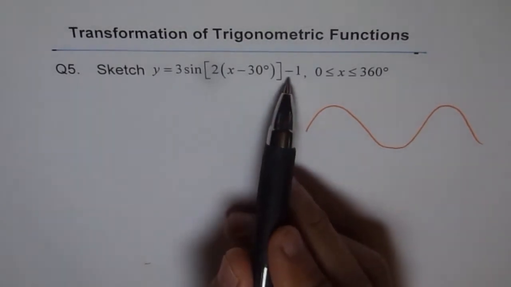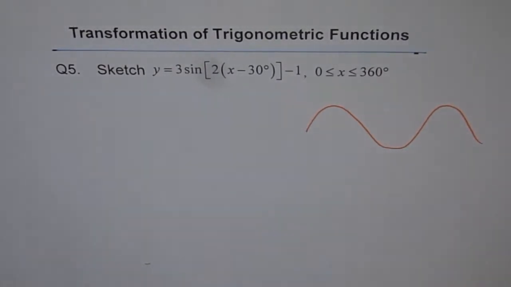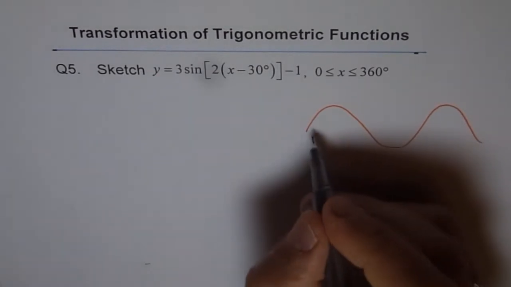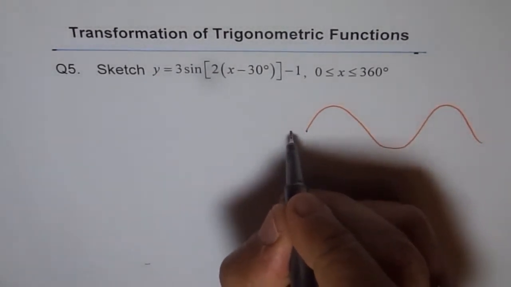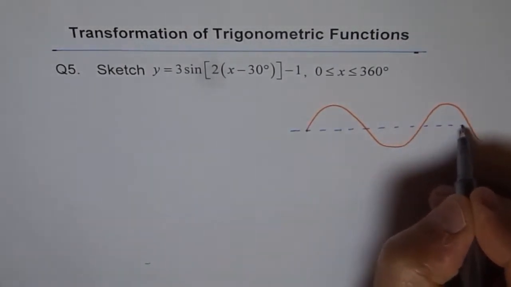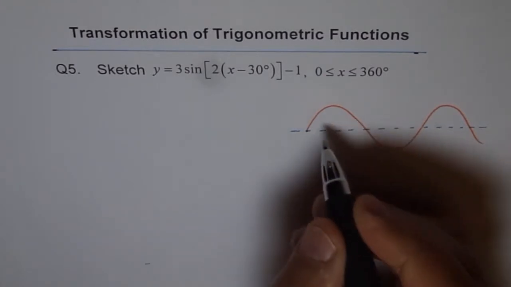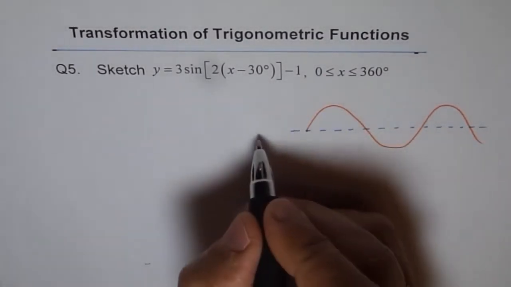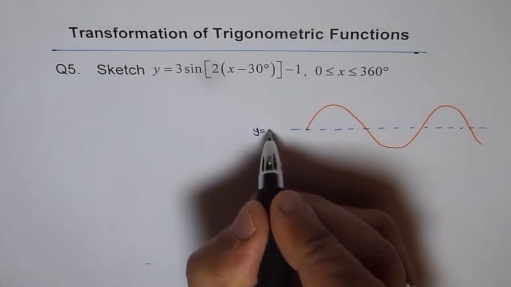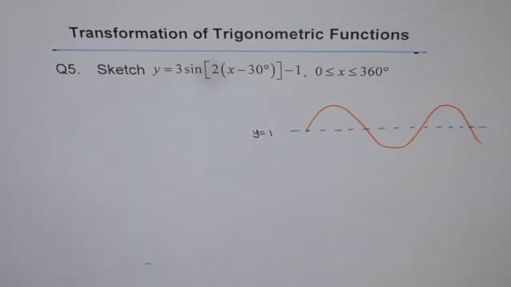We'll always start with the axis of symmetry, which is minus 1. So we'll draw a dotted line showing the axis of symmetry at minus 1. This is my axis of symmetry for this wave, so this is at minus 1. Mind you, I'm doing some rough work on the side. I'm writing here y equals minus 1, and that is my axis of symmetry. You understand that part, correct?